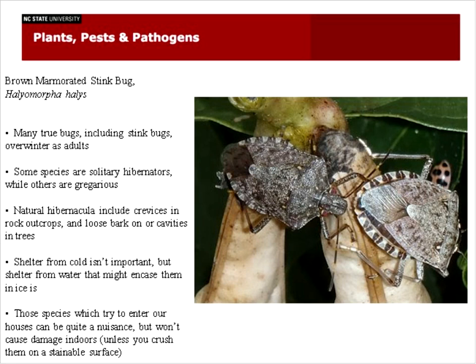Okay, as I mentioned earlier, many insects also overwinter in the adult stage. And if you're in an area where you've got brown marmorated stink bugs or certain species of leaf-footed bugs or maybe those Asian lady beetles, you're going to be having problems with these sometimes. Many true bugs, like stink bugs, will hibernate as solitary individuals. Others are gregarious, and you'll get many individuals coming together. The natural hibernacula include crevices in rock outcrops, under loose bark on trees, or in tree cavities. And as I mentioned earlier, shelter from the cold is not critical. They can't really shelter themselves from the cold when it surrounds them for months on end. But sheltering from free water that might encase them as ice, that is the critical point.